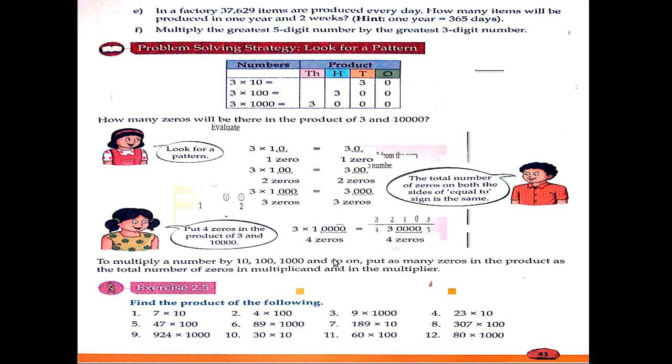So in that way we can know the pattern. If we multiply by 10, we put 1 zero, multiply by 100, we put 2 zeros, multiplied by 1000, we put 3 zeros, multiplied by 10,000, we put 4 zeros. These are the patterns through which we have to do it, and this is your exercise. Okay, and this is the multiplication chapter, and if there is any mistake, please excuse that. Thank you.